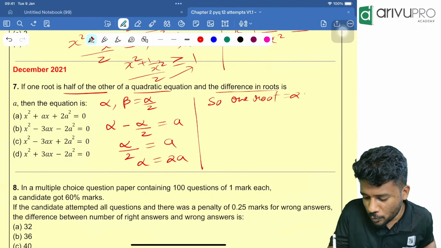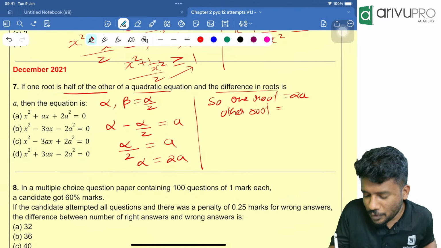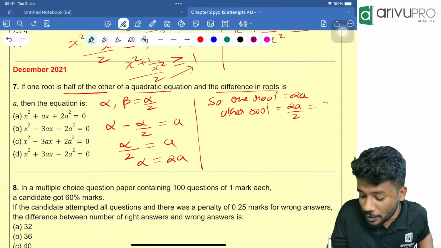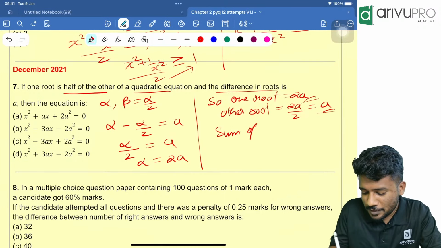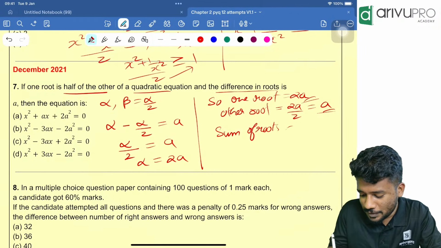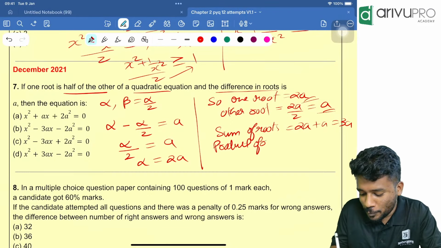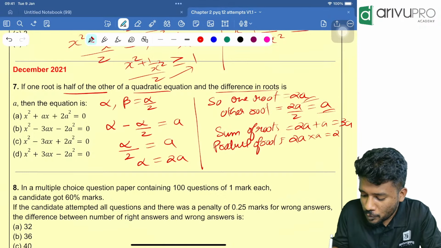is equal to 2a. The other root is equal to half of the first root. That means 2a divided by 2, which is equal to a. So these are the roots. Now you tell me the sum of roots. The sum of roots is nothing but 2a plus a, which is equal to 3a. Now the product of roots is 2a into a, which is equal to 2a square.